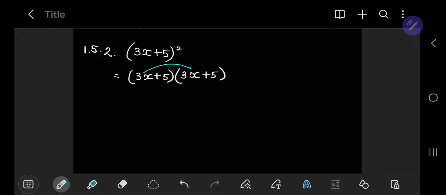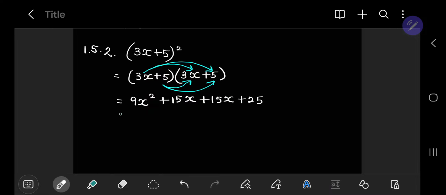So the 3x is going to multiply into the second bracket with both terms, and then the plus 5 is going to multiply into the bracket with both terms. Now doing so, we get 3x times 3x is 9x squared. 3x times positive 5 is positive 15x. Positive 5 times 3x is positive 15x. And positive 5 times positive 5 is positive 25.